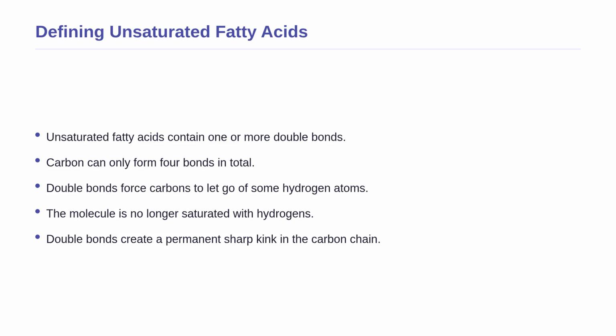Building on that definition, what happens when we change the bonds? An unsaturated fatty acid contains one or more double bonds between its carbon atoms. Because carbon can only form 4 bonds total, creating a double bond means the carbons must let go of some hydrogen atoms. The molecule is no longer saturated with hydrogens. In nature, these double bonds usually occur in a specific geometry that forces the carbon chain to bend sharply at that exact spot, creating a permanent kink in the molecule, much like our bent tree branches.